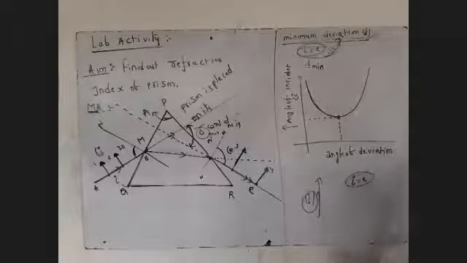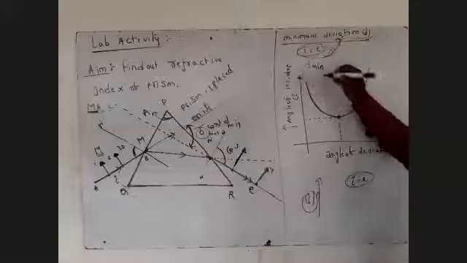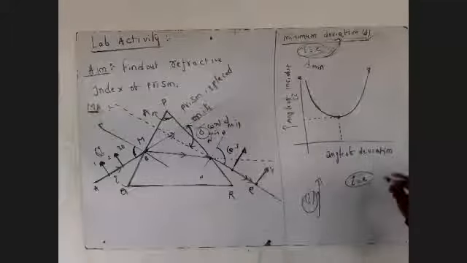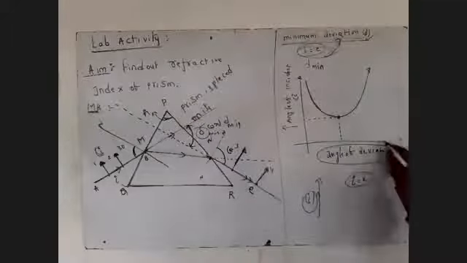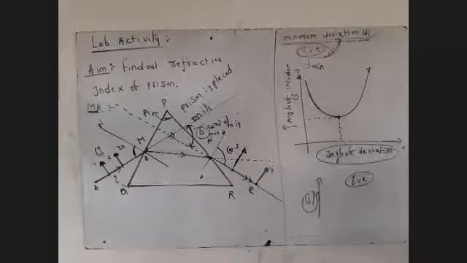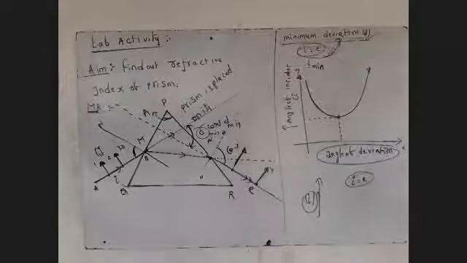This is a graph between the angle of deviation along the x-axis and the angle of incident ray along the y-axis, showing the minimum deviation. This is a very important graph.